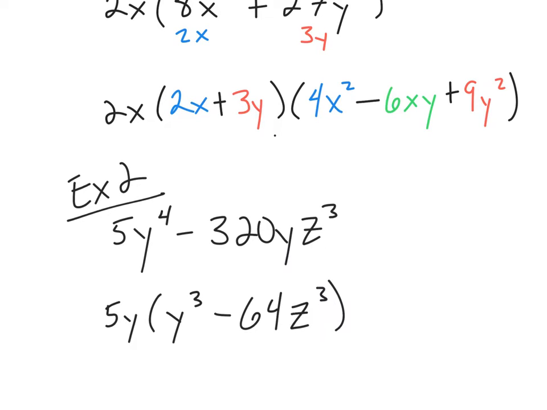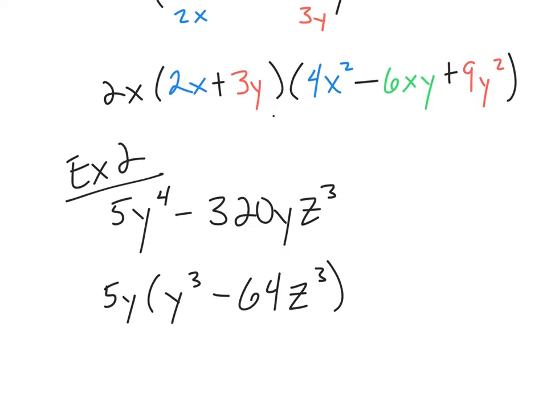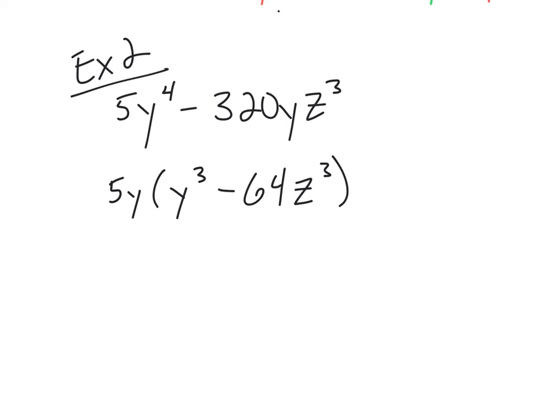So looking at my binomial, this is a difference. So I should kind of look for perfect squares, but obviously y cubed is not a perfect square. Do I have perfect cubes? Yes. What do I multiply times itself to get y cubed? Y. What do I multiply times itself to get 64? 4. 4 times itself 3 times will give me 64. And then, of course, my z.